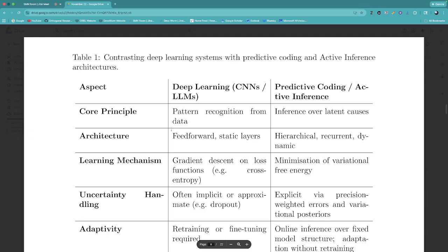Okay, then there's the architecture, which, of course, in deep learning is where we have feed-forward, static layers. And in predictive coding, we have hierarchical, recurrent, and dynamic architectures, so we have a wider range of architectures. Learning mechanisms: in deep learning, we have gradient descent on loss functions. We use things like cross entropy as the measure. And then in predictive coding, we have minimization of variational free energy.